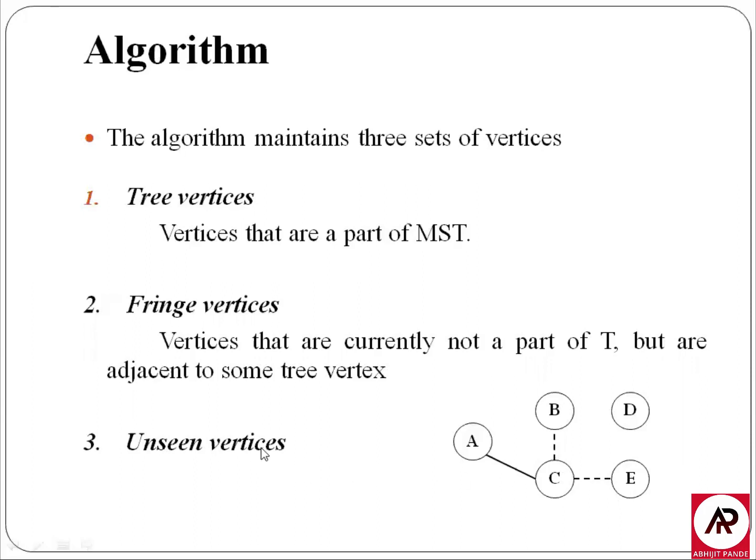The third point is unseen vertices. The nodes that belong to neither the tree vertices nor the fringe vertices are called unseen vertices. Here the node D belongs neither to the tree vertices nor to the fringe vertices, so it is called an unseen vertex.